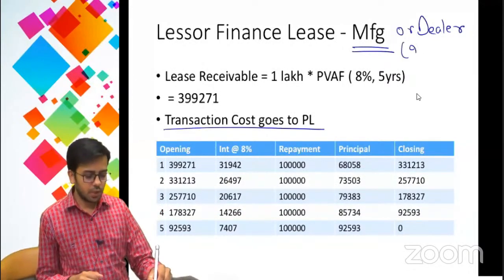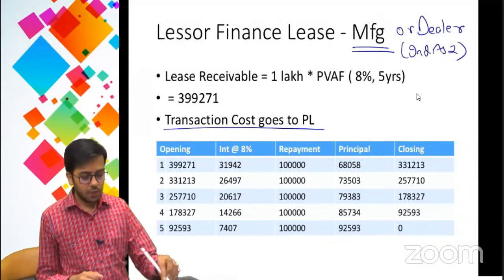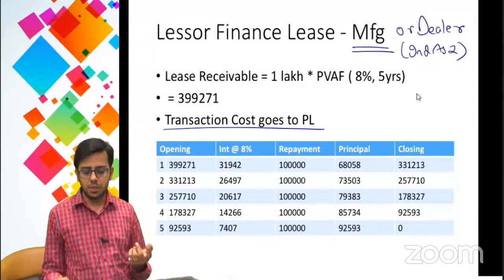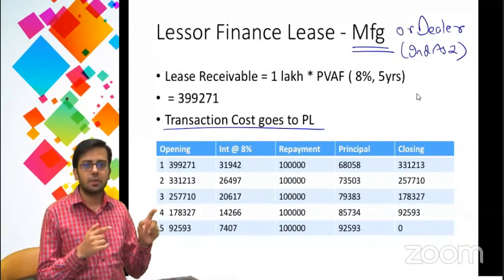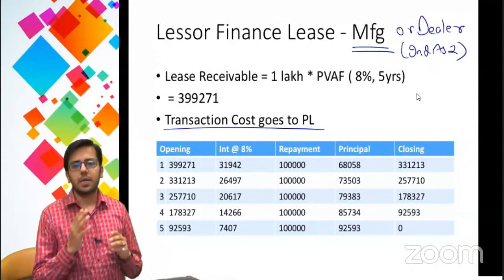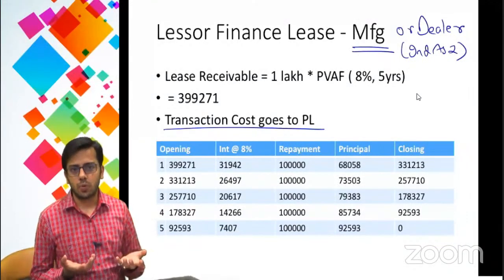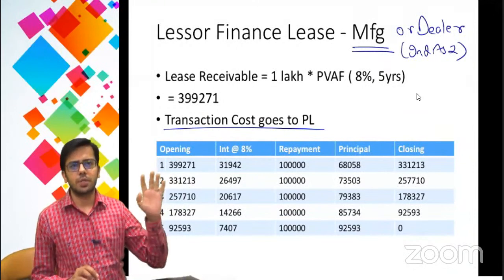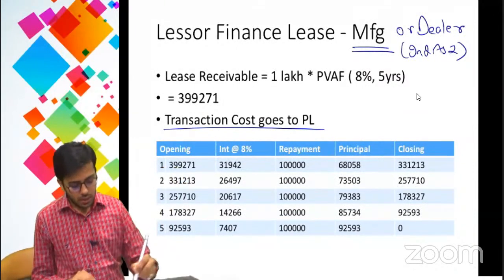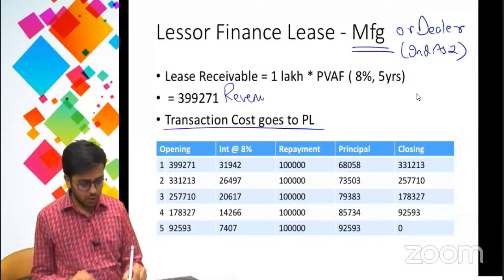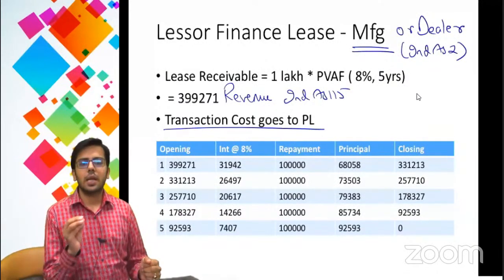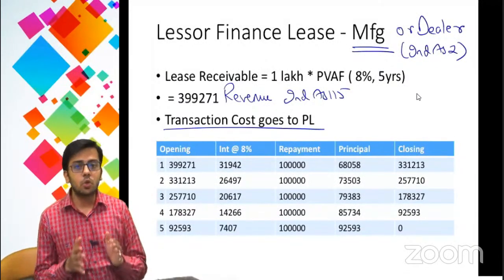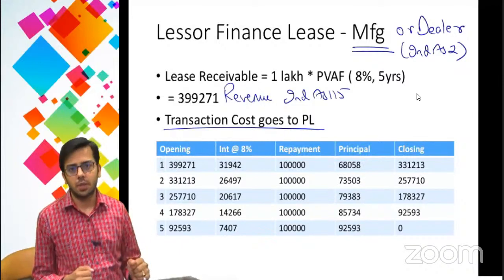So remember what we are doing over here. We are saying that we have leased our inventory. Now, the present value of whatever you are going to get, the present value of this 1 lakh rupees for the next 5 years, is considered to be your revenue. So there are two standards; we are also talking about Indian Accounting Standard 115, revenue recognition. 3,99,271 is the revenue, not other income, recognized by the person.